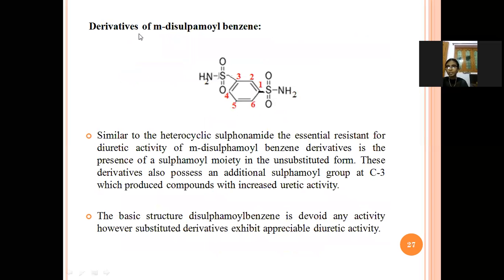Next, the derivatives of M-disulfamoyl benzene. This is the structure of M-disulfamoyl benzene. Here also the sulfonamide group plays an important role for the activity. In the first position and the third position, the sulfonamide groups are there, attached to the aromatic structure. It is very essential for the diuretic activity. Here also the amide should be unsubstituted; if it is mono substituted or disubstituted, the activity is completely lost.